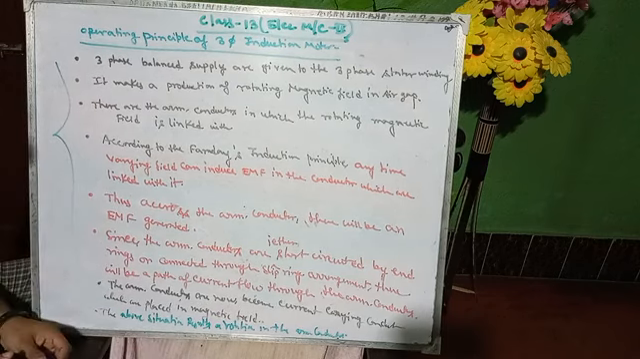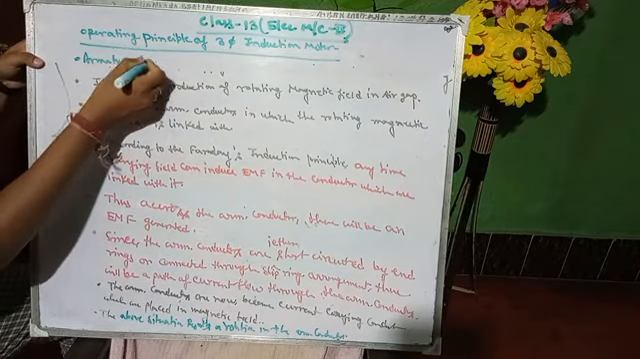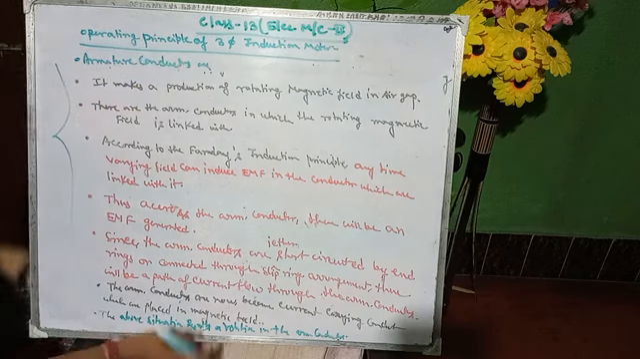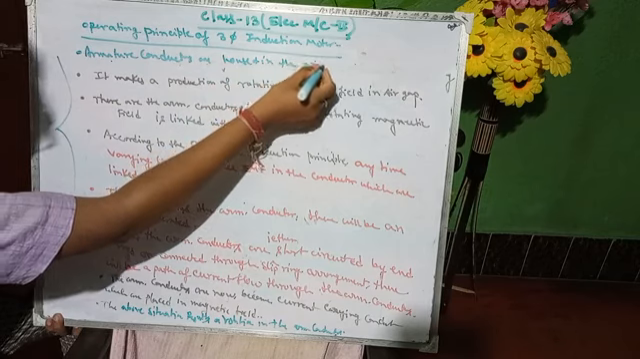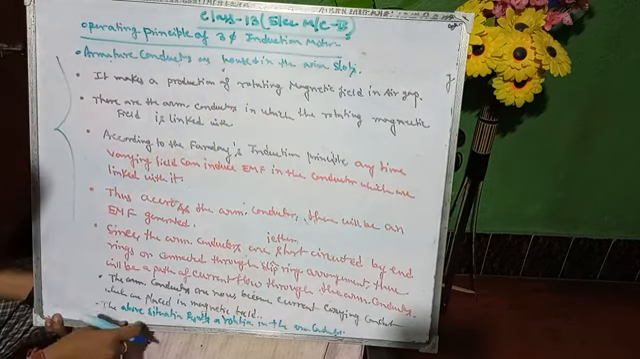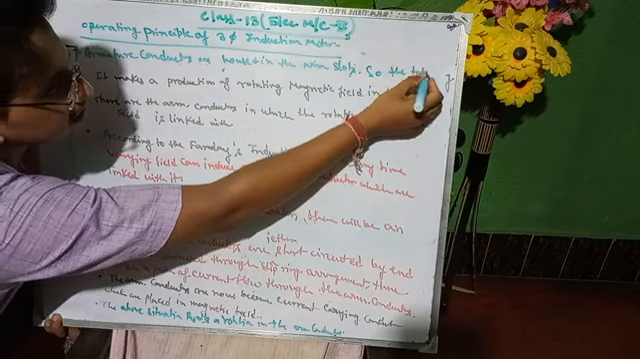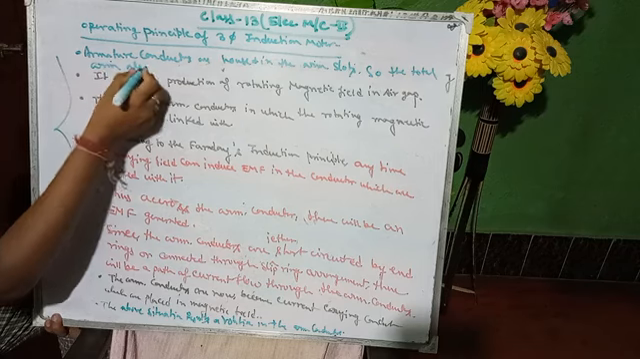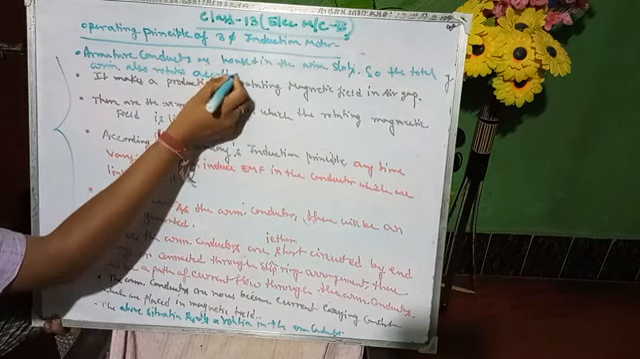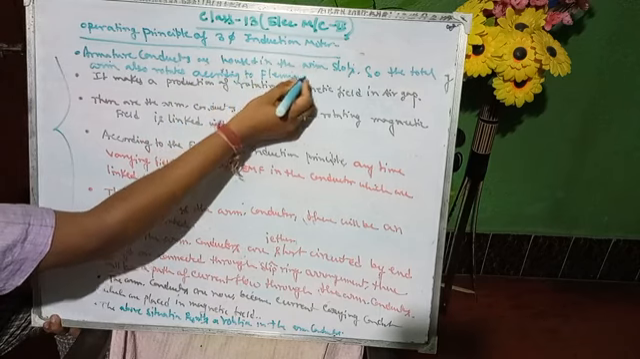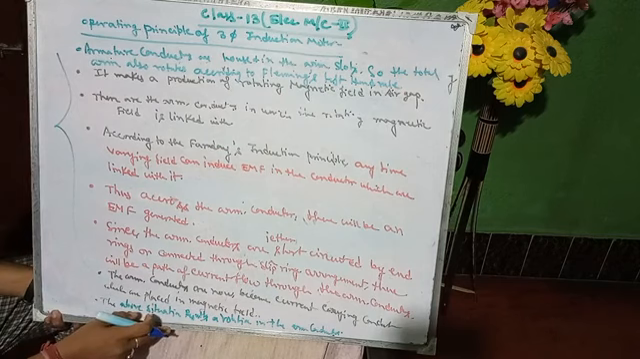Now, armature conductors are housed in the armature slots, so the armature also rotates, so the total armature also rotates according to Fleming's left hand rule.